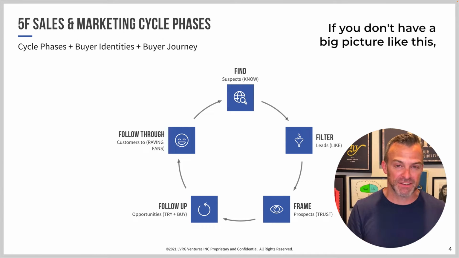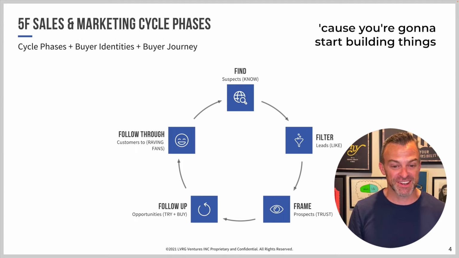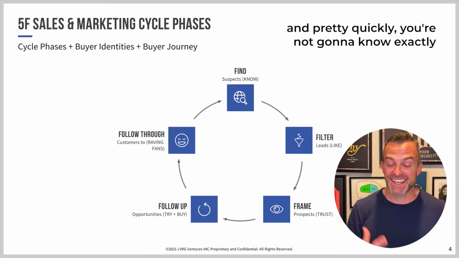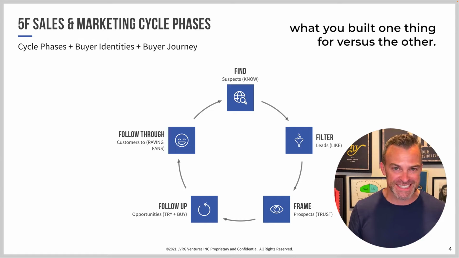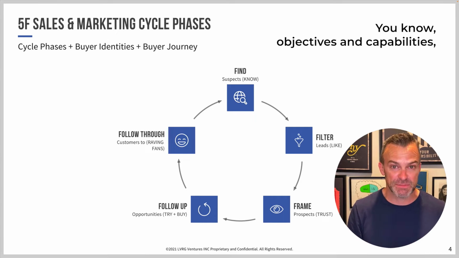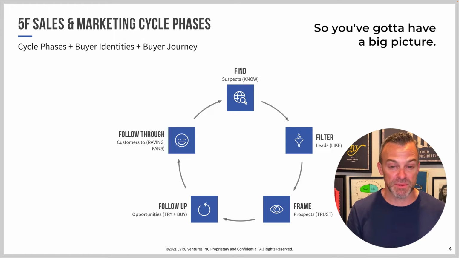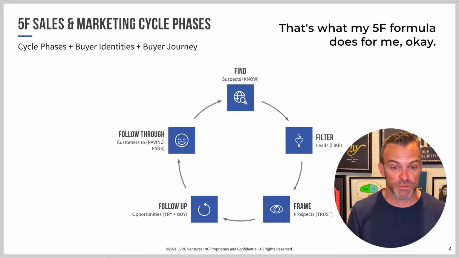If you don't have a big picture like this, you're gonna have an absolute rat's nest in HighLevel before you get too far along, because you're gonna start building things and pretty quickly you're not gonna know exactly what you built one thing for versus the other. Do they have overlapping objectives and capabilities? And it becomes really messy really quickly. So you've got to have a big picture. That's what my 5F formula does for me.